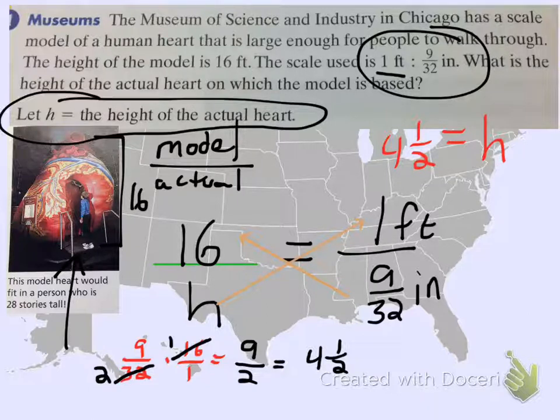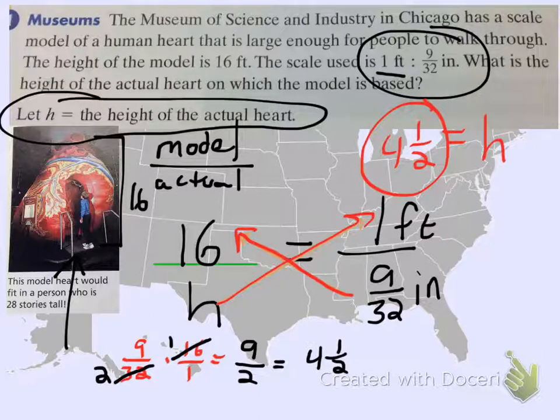That tells me that my actual height of my actual heart is 4.5 inches tall. Does that make sense? It's 4.5 inches tall because we did this times this, and then this times this, and it told us that h equals 4.5. And that's all there is to it. It's cross multiplying. It's the same thing we've been doing.